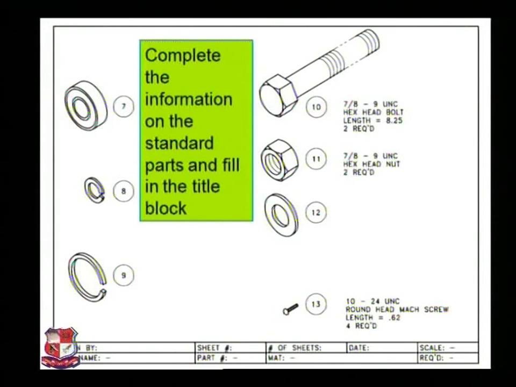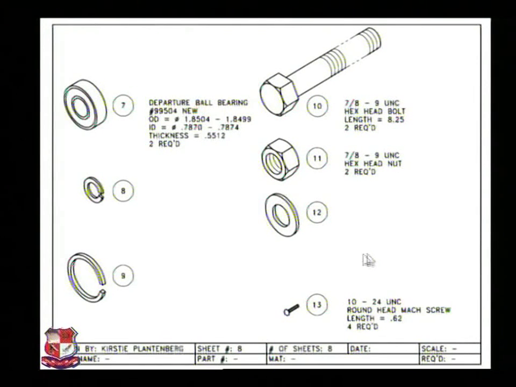You can see here, these are the components of that assembly having the standard size. These are all standard parts, 7, 8, 9, 10, 11, 12 and this 13. So these are a deep groove ball bearing, hexagonal head bolt, hexagonal head nut, washer, round head machine screw and so on.